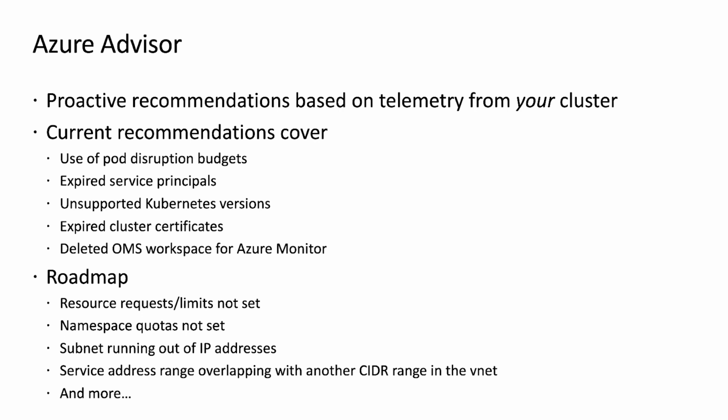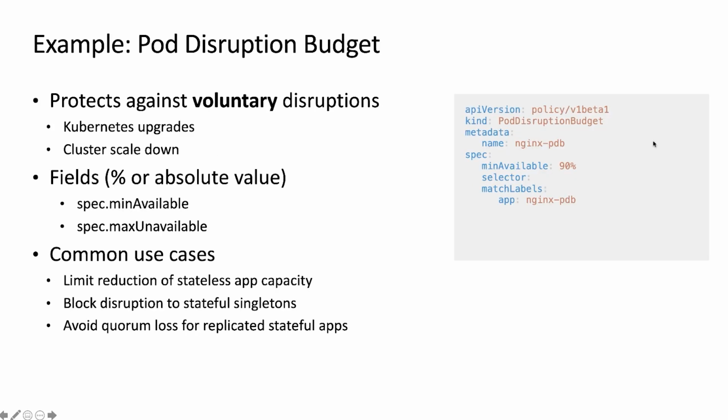First, let's talk about pod disruption budgets. Pod disruption budgets are a feature of Kubernetes that allow you to inform the Kubernetes scheduler about the availability characteristics of your application that it can take into consideration in the event of voluntary disruptions within the cluster.